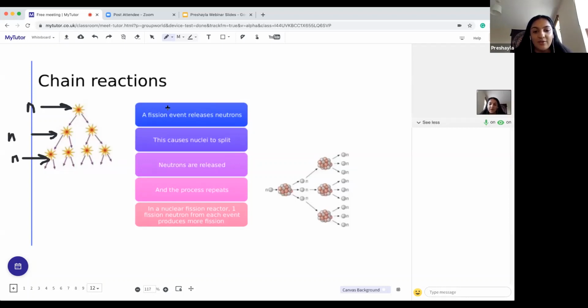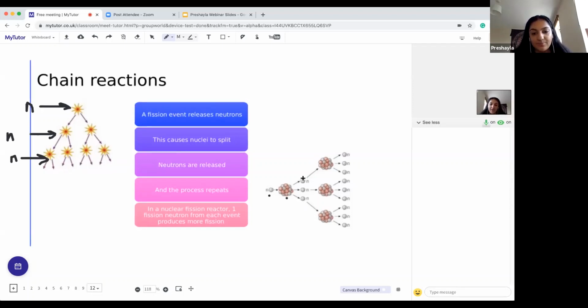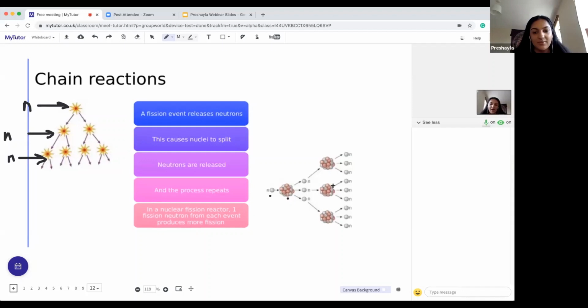Now, a fission event we know releases neutrons. As we can see here, we get the neutron striking the nucleus. This causes the nucleus to split, as we know, and neutrons are released. And the process repeats. Those neutrons then strike more nuclei and more neutrons are released, and the whole process repeats. So the neutrons that are released are then used to strike more nuclei.